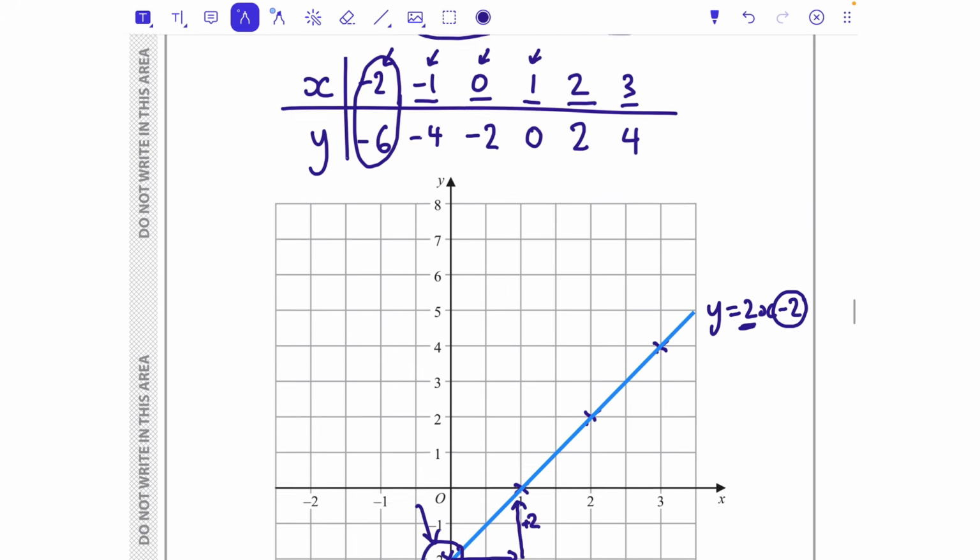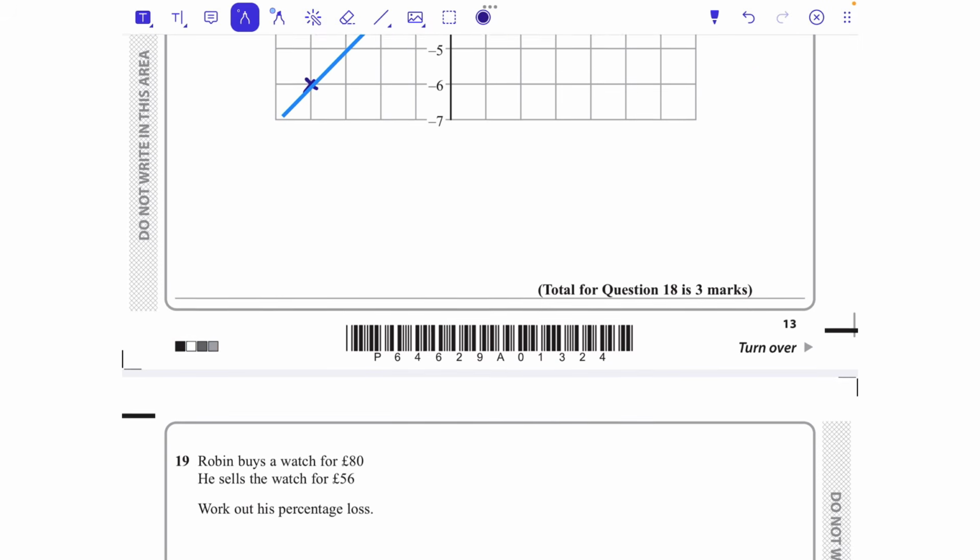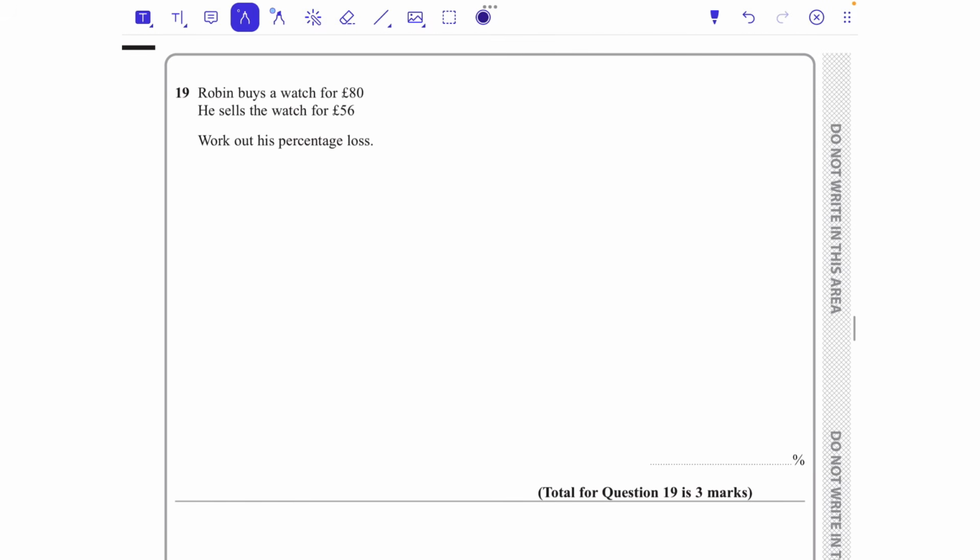So you could have just sketched it. You didn't need to do the table, but I find it's quite helpful to make sure you know what you're doing. Okay, question number 19.